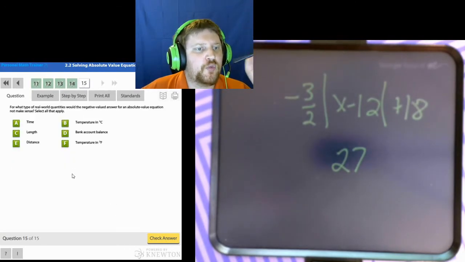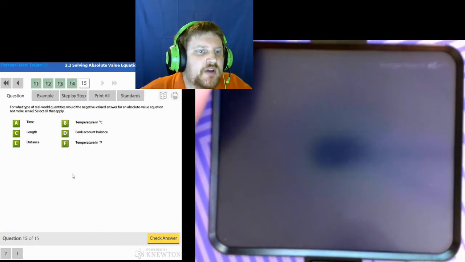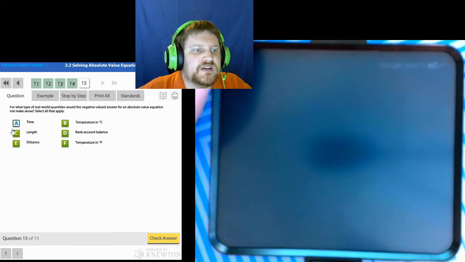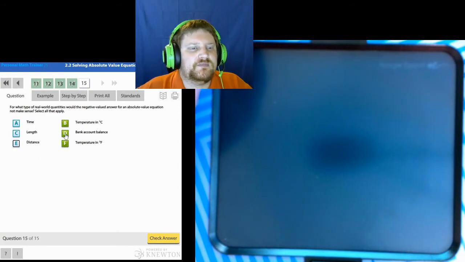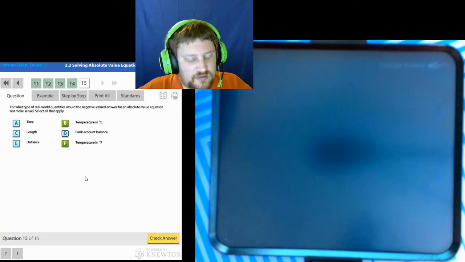So, for what type of real world quantities would the negative valued answer for an absolute value equation not make sense? Generally speaking, time, you don't have negative time. You don't generally have negative length or negative distance. Temperature can be positive or negative. I'm going to say bank account balance, but do know that your bank will let you go into the negative, but they're going to make you pay them back.